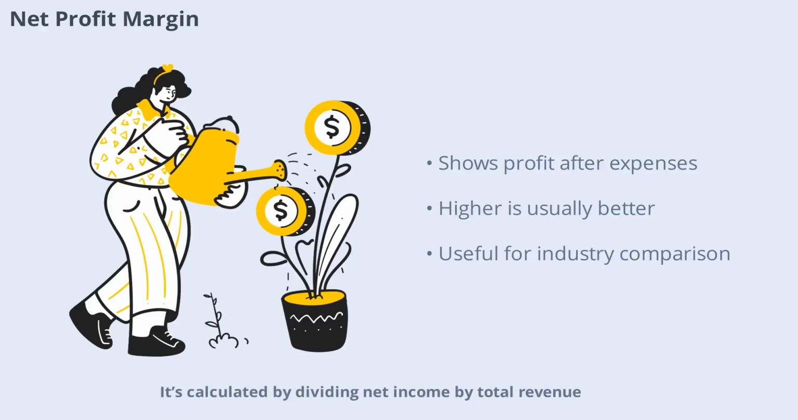Net profit margin tells you what percentage of revenue remains as profit after all expenses are paid. It's calculated by dividing net income by total revenue. A higher margin means the company keeps more of its sales as profit, which is usually a good sign. This ratio is especially useful for comparing companies in the same industry.